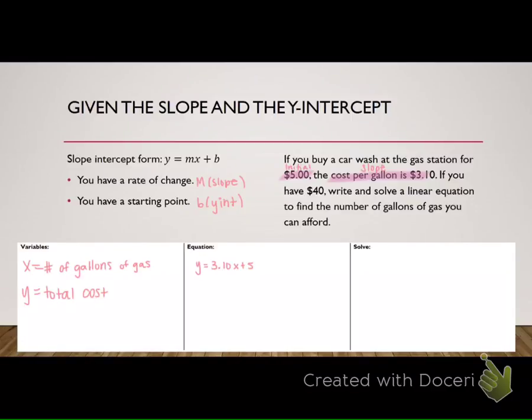It then gives you that you have $40. Is $40 x or y? So you know that y equals 40. So what can you do? Plug it in for y. So we have 40 equals 3.10x plus 5. Okay, so then we have to solve that. Blaine, what would you do first to solve that? Minus 5 on both sides.